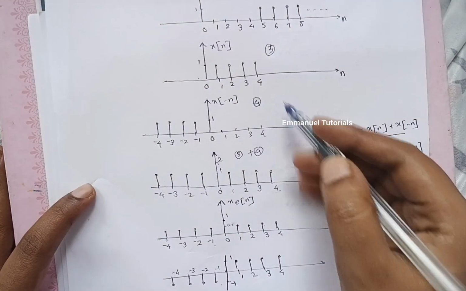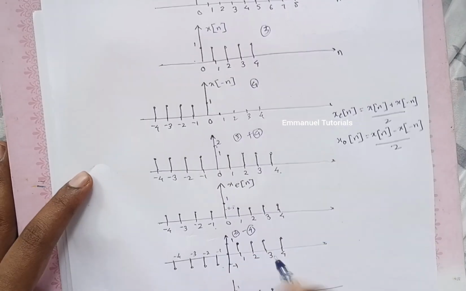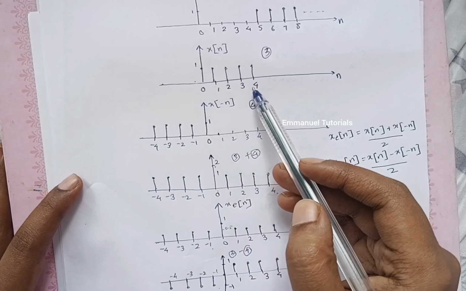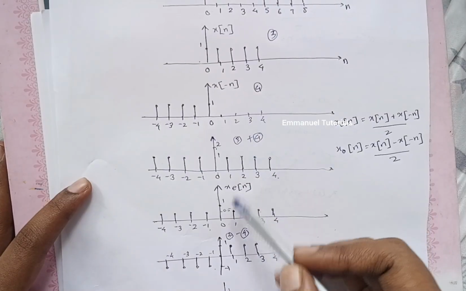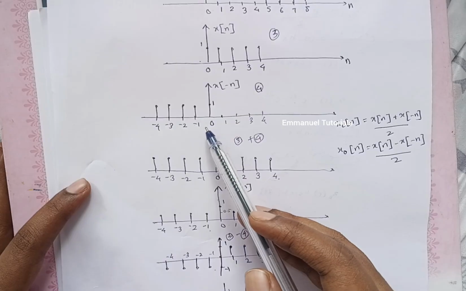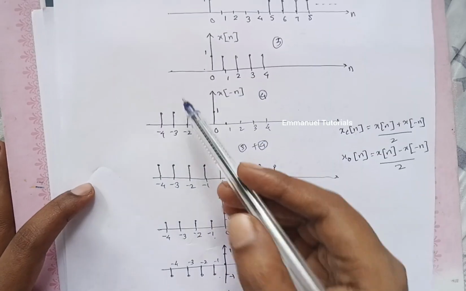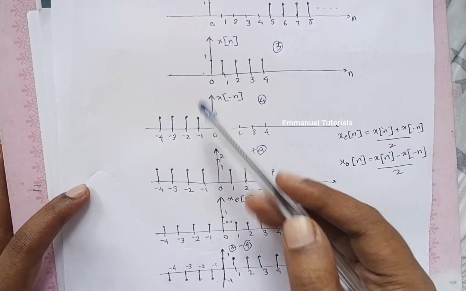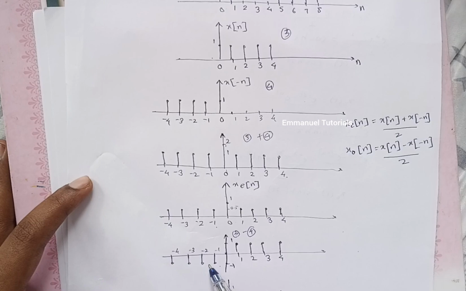Next part is the odd one. So for odd you're going to do 3 minus 4. So in 3, you can see that from 0 to 4 we have 1 amplitude, and in the fourth signal you have minus 4 to 0 as 1. So when you subtract both of these, from minus 4 to minus 1, first signal's amplitude is 0, second signal's amplitude is 1. So 0 minus 1, 0 minus 1, 0 minus 1 will all be minus 1. That is what I plotted here.